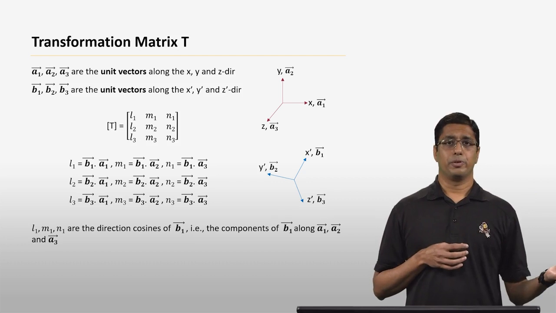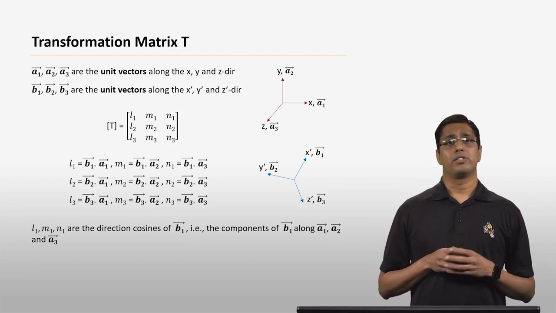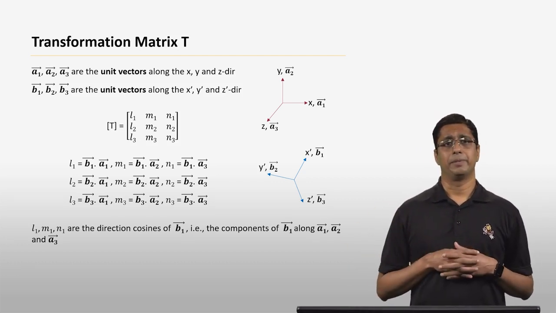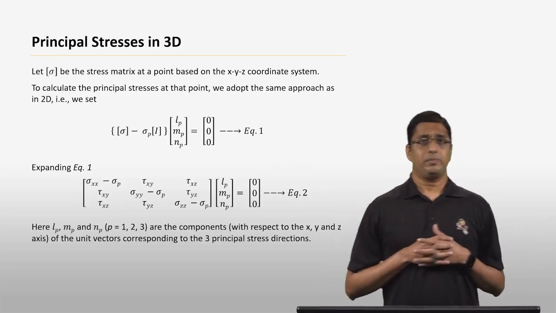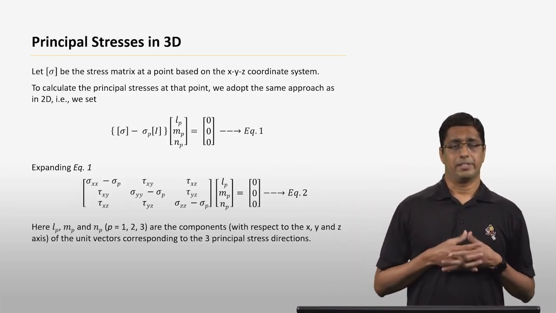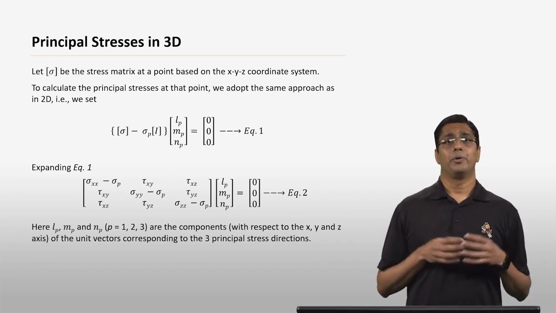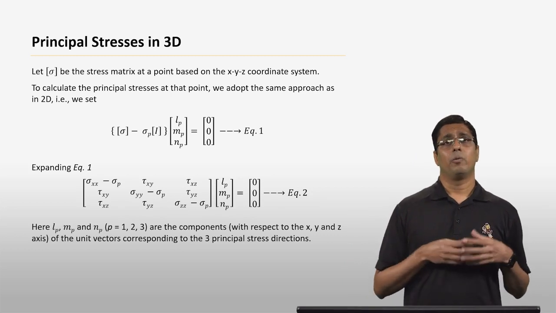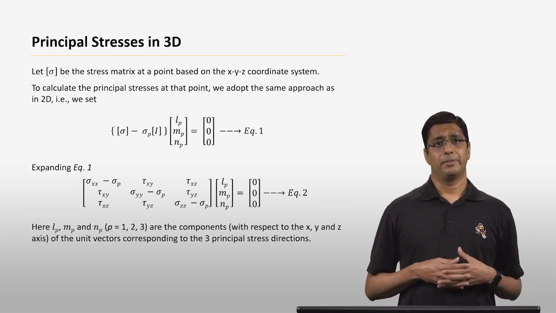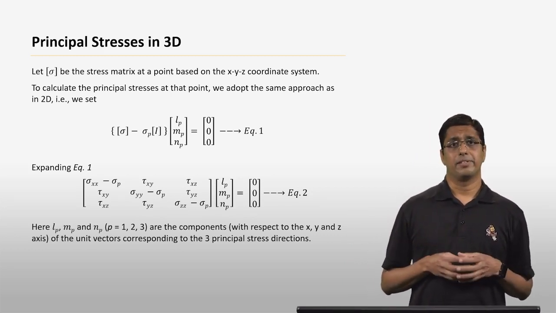So once you know the transformation matrix T, you can also find the transpose of the transformation matrix T. Okay. So how do you get principal stresses now? Essentially, we looked at how to transform stresses from one coordinate system to another. What I'm going to do next is find out how to find principal stresses in 3D.